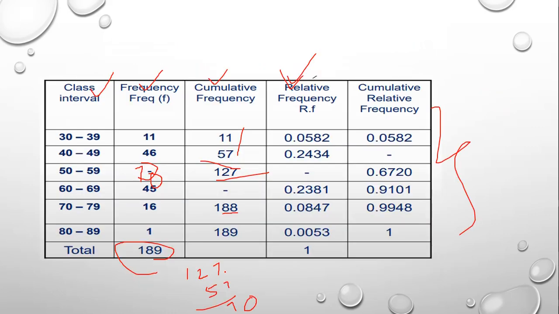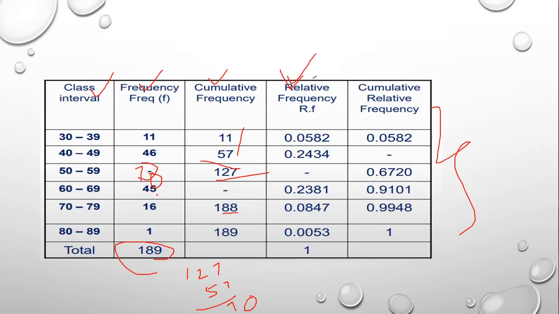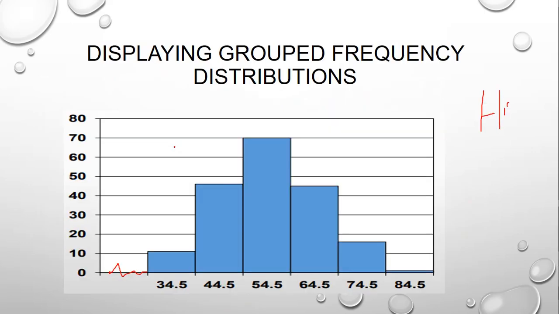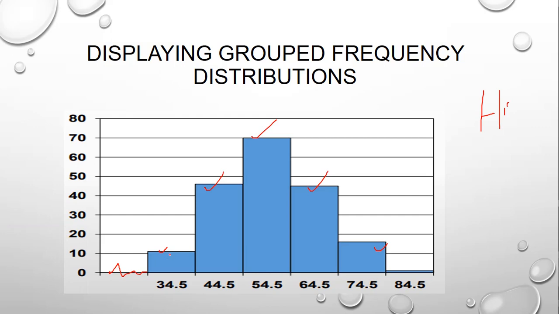Here the class interval difference is 5, 10. Then I can add 10. Finally I got 84.5. In 34.5, how many values do I have? 11, 46, 70. See, here 11, 46, here 70, like this. Based on your data, you can use different ways also. If you need a frequency polygon, then in the middle you draw like this.